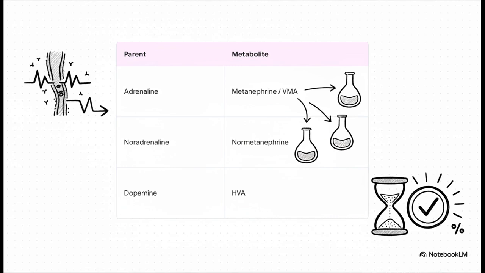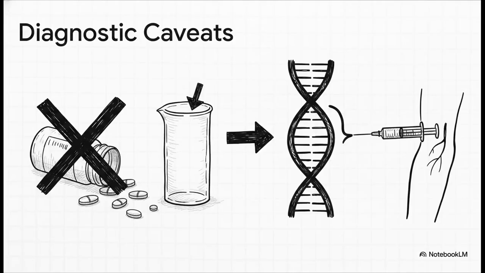Because of this constant metabolic breakdown, our frontline screening test of choice is the 24-hour urine fractionated metanephrine and normetanephrine assay. It boasts an incredible 98% sensitivity and specificity. However, precision requires pristine conditions. You absolutely must stop interfering drugs like tricyclic antidepressants, L-DOPA, and NSAIDs before you even think about running that 24-hour urine test.